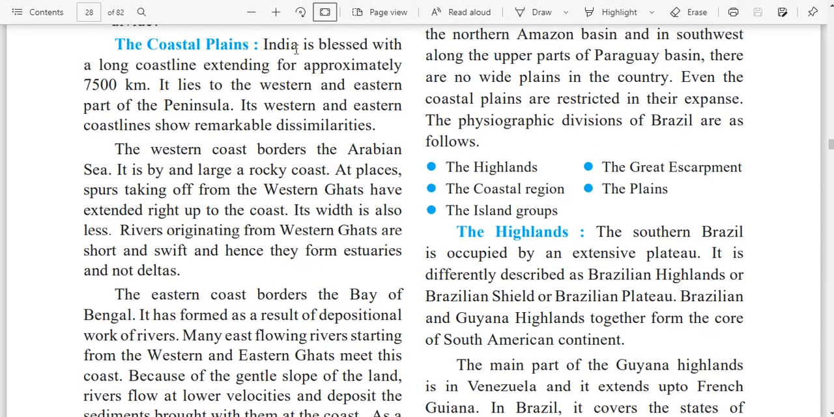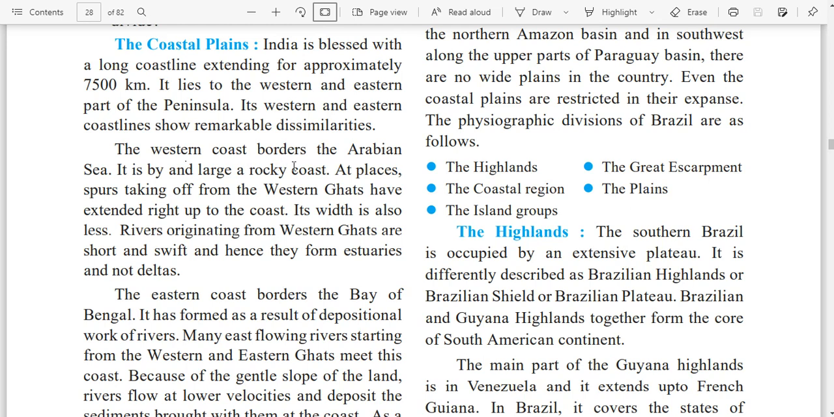The coastal plains. India is blessed with a long coastline extending approximately 7,500 km. It lies to the western and eastern part of the peninsula. Its western and eastern coastlines show remarkable dissimilarities.